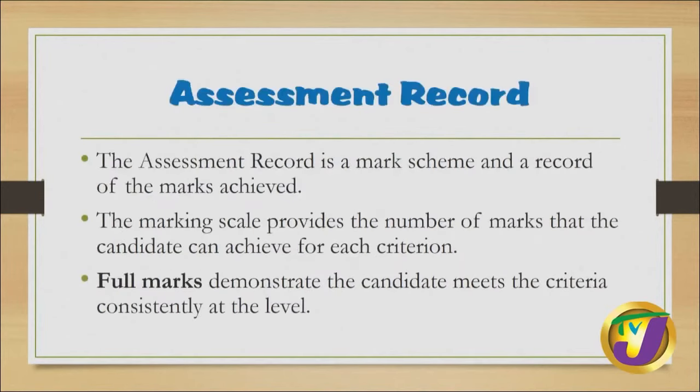Now, your assessor or your teachers will have assessment records for every single candidate. So the assessment record is a mark scheme and a record of the marks achieved. So the marking scale provides the number of marks that the candidate can achieve for each criterion. So you can get full marks. This could either be 2 marks or 3 marks, right? If you have gotten the full marks, it means that you have demonstrated that you meet the criteria consistently. Note the word consistently at that level.